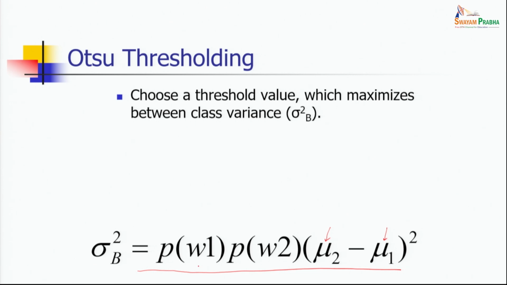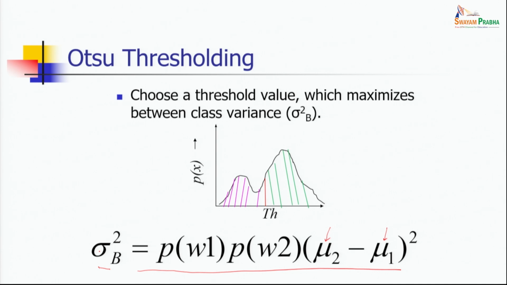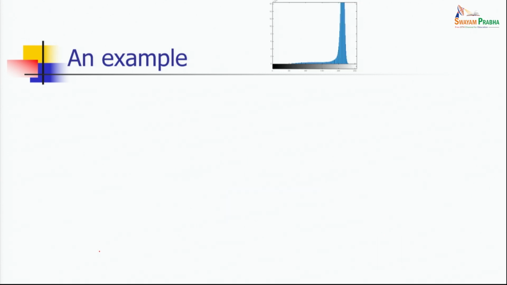In this case, for every possible value in the brightness range, we compute this quantity. It is a kind of scanning of pixel values from 0 to 255. At each point we compute this quantity, and wherever it is maximum, we choose it as the threshold value. Once again, given a particular threshold value, we can compute all these quantities.